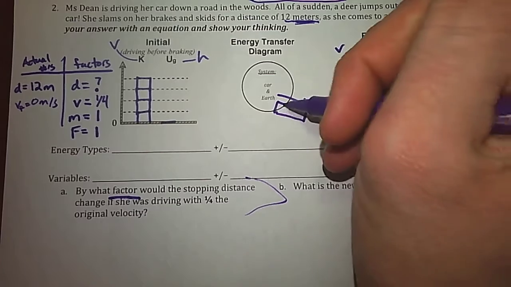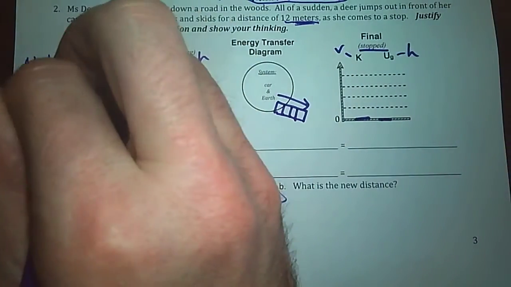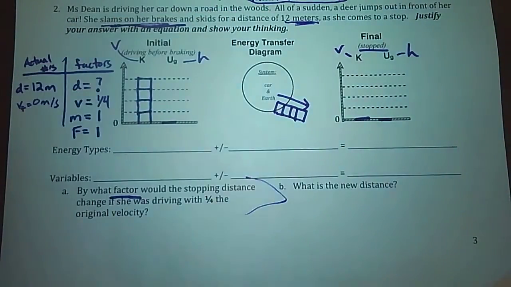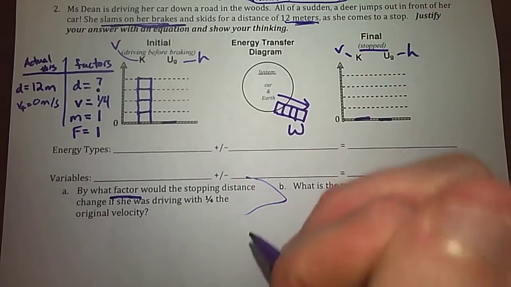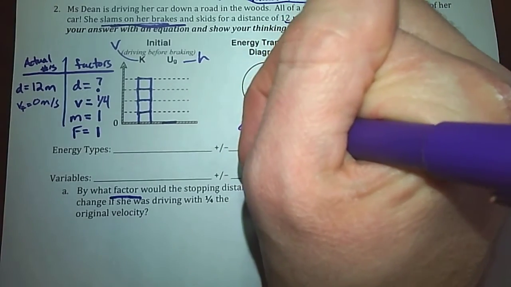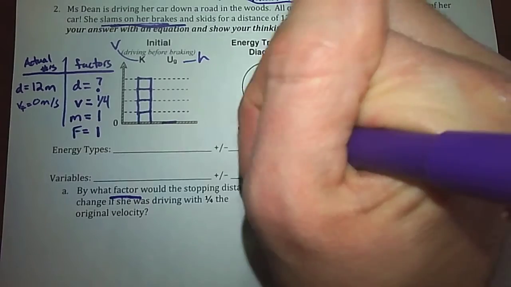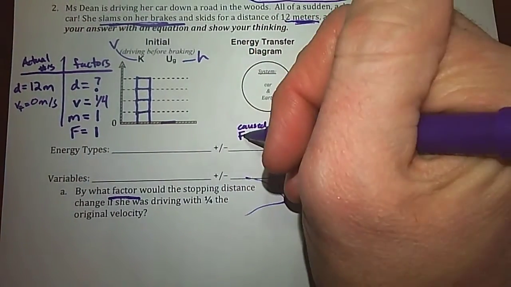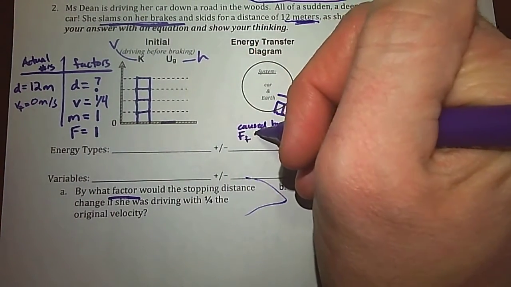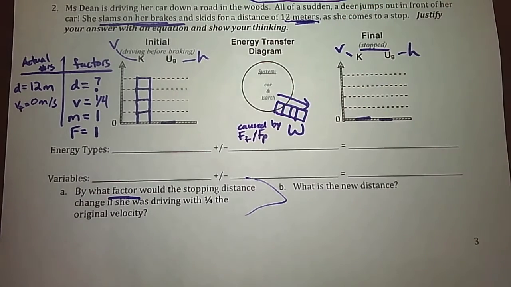Do I have a cause for that? Let's see. Well, yeah, she slammed on her brakes. There's definitely an outside force there, right? So I have work energy leaving my system, and it's caused by, you could say force push, like the force of the brakes, or you could say force of friction. I would take either of those. Force push, depends on how you think about it. I would take either of those.